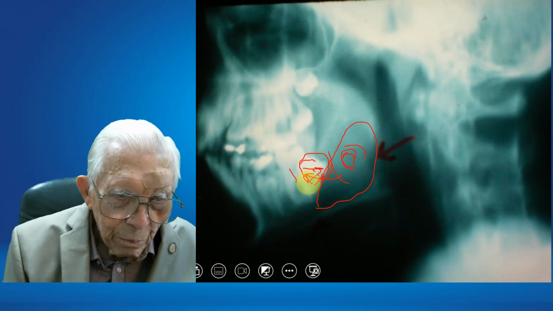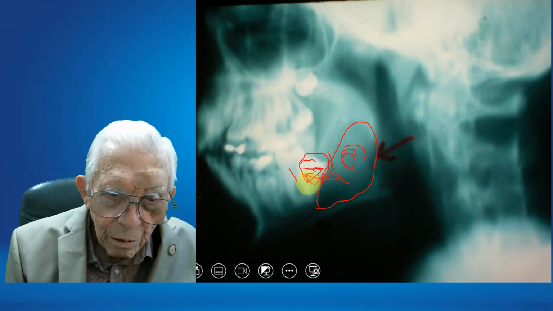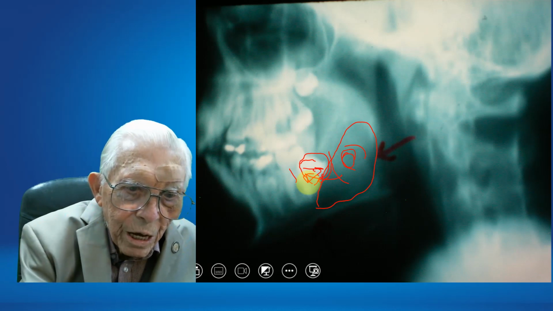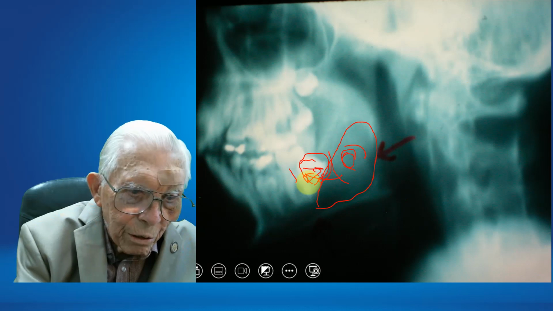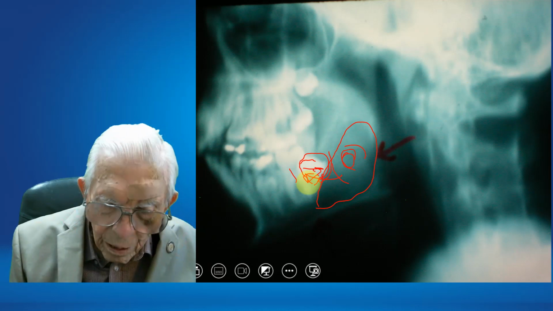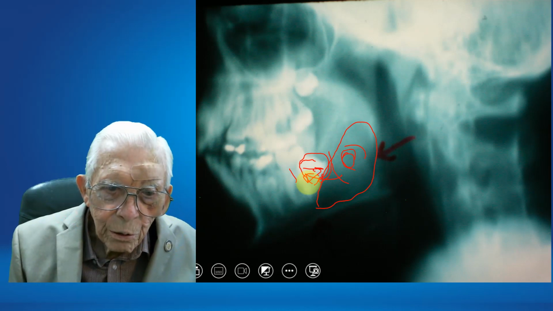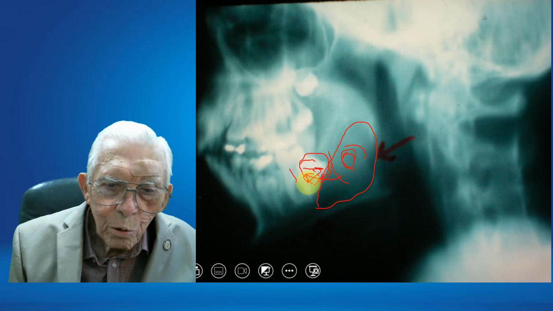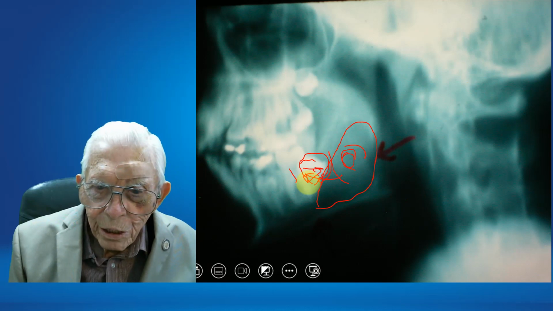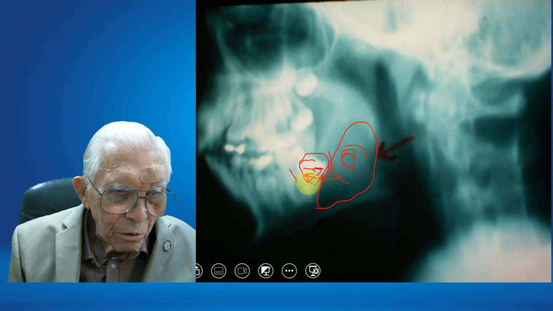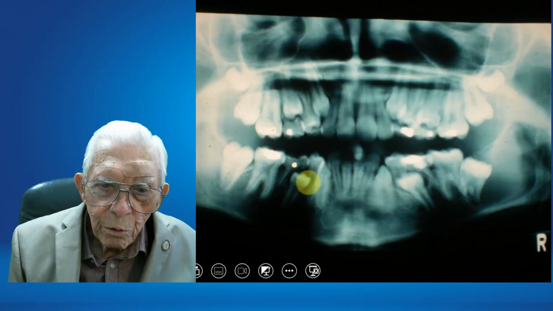But if I remember this case correctly, they took this out, and then he took that tooth out or got rid of it. Now they'll show you what went on surgically, and this is what we call the quick way of dealing with a cyst, but it is not the best way to deal with it.